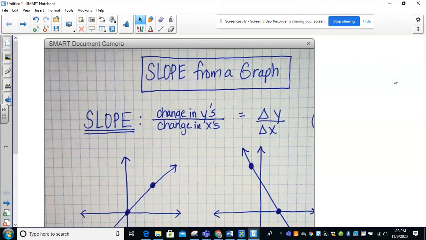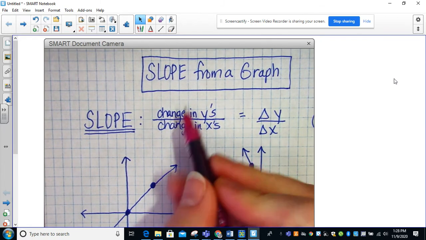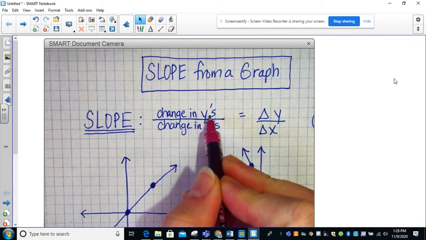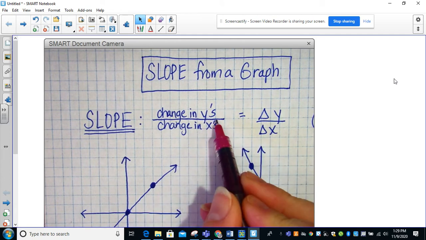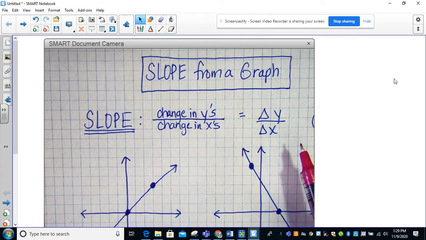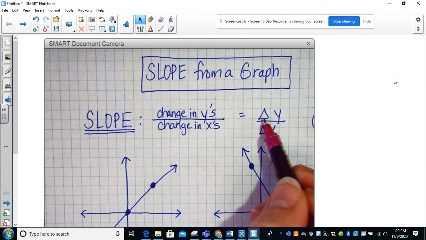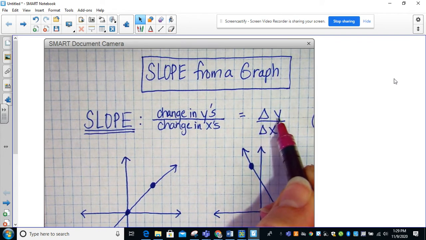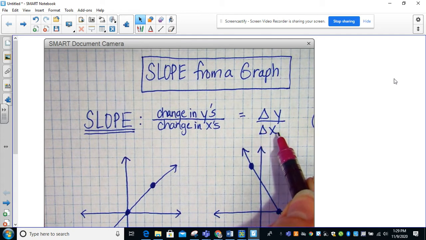So today I want to talk to you about how to find slope from a graph. First of all, the definition of slope is the change in the y's over the change in the x's. Another way to write that would be delta y, the change in y's, over the change in x's.